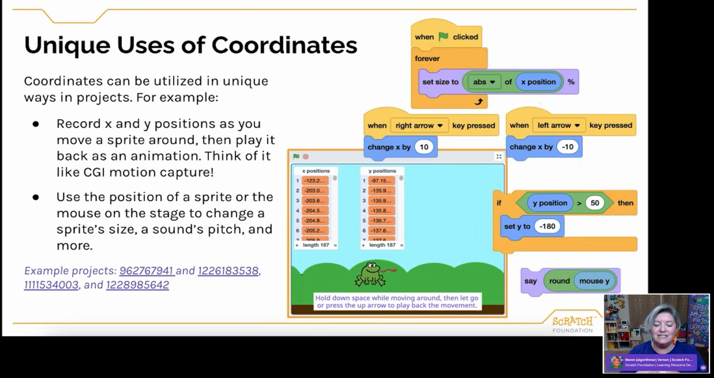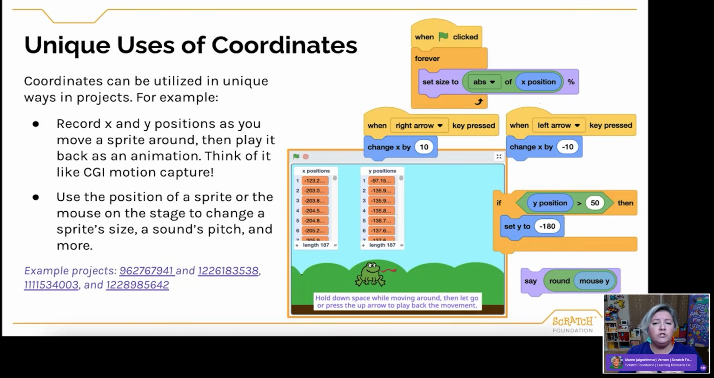Coordinates can also be utilized in very unique and perhaps unexpected ways in projects. As an example, you could record a sprite's X and Y positions as you move a sprite around, and then play it back as an animation. One thing I think about is that idea of CGI motion capture, where we're plotting a character's movements on the screen. This is a little bit complex because we're now starting to think about using lists and variables, which are more of an advanced topic.